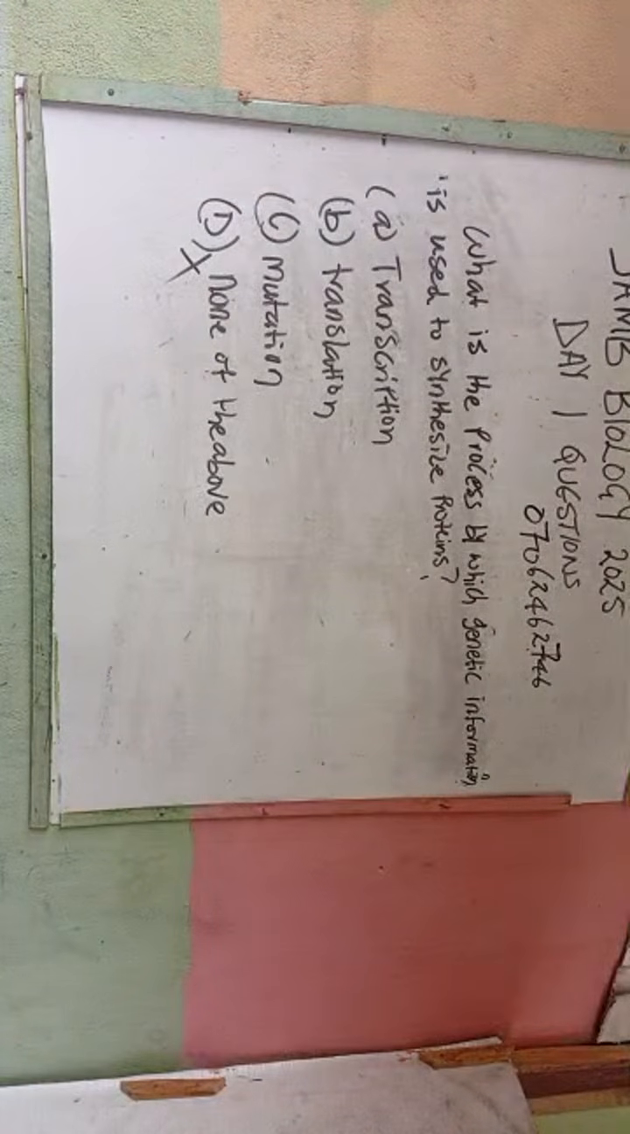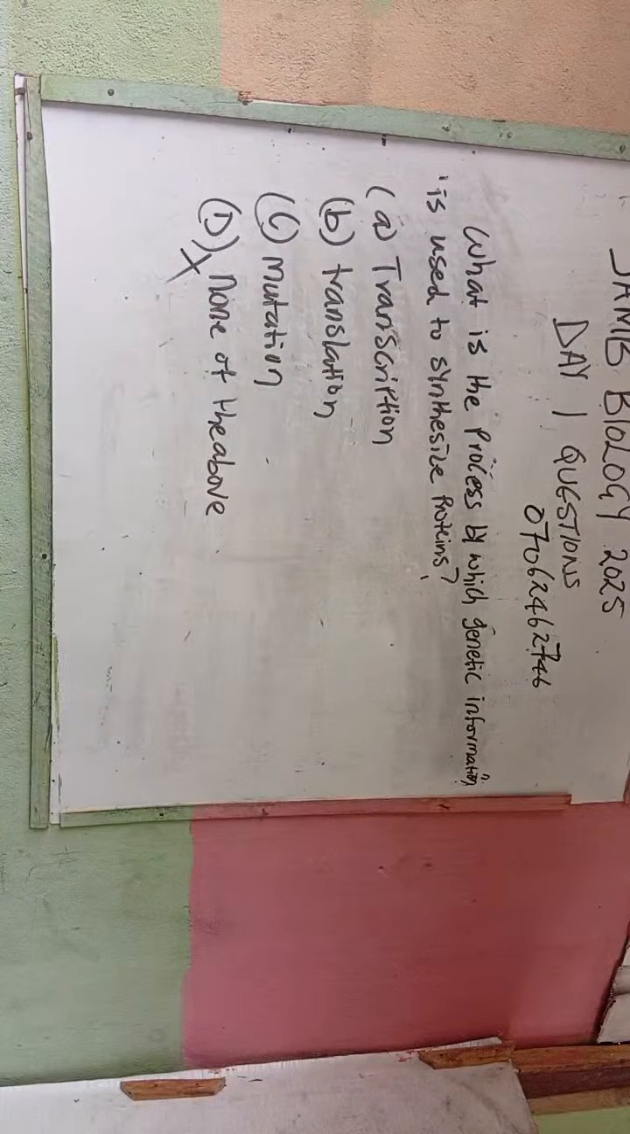The process by which genetic information is used to synthesize proteins is known as what? Someone says A. Francis Ikena, he says no. Francis Ikena, we already did the live stream, so you can check out the live stream we already did for chemistry. So Christian, transcription, the process by which genetic information is used to synthesize protein, is not transcription. So A is not the correct answer.